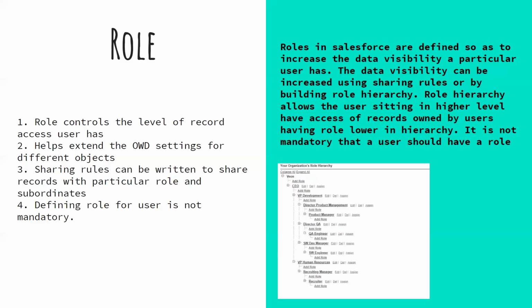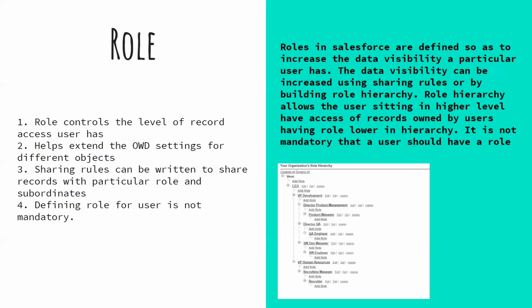In Salesforce, data visibility can be increased using either sharing rules or by building a role hierarchy. A role hierarchy allows a user sitting at a higher level to access all the records owned by users having a role lower in the hierarchy. It is not mandatory that all users have a role.